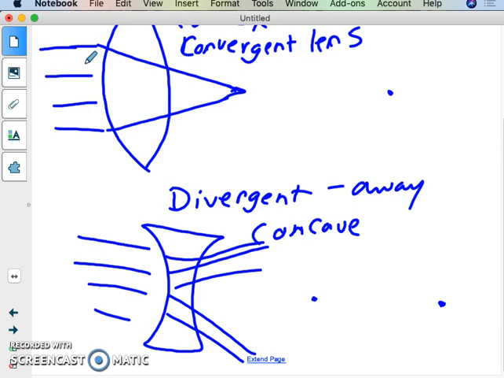So you just need to remember that concave, so it caves in. And then if you can just draw it like this, you don't even need to remember if it's divergent and convergent. If you just kind of draw it and think about it, it's bent this way, so the light bends out. Whereas convex is bent this way, and it comes together. All right, so concave, convex.